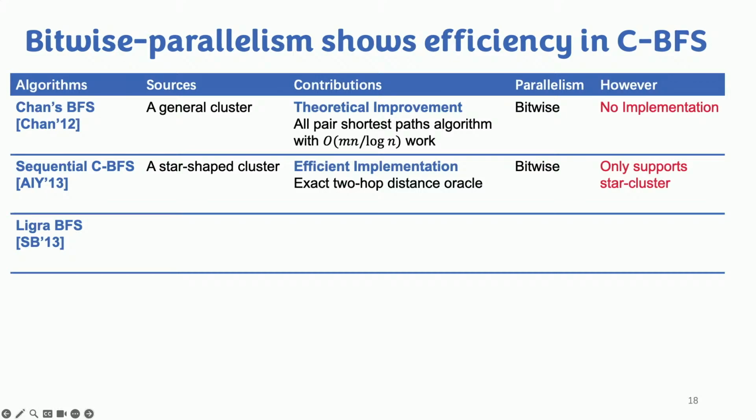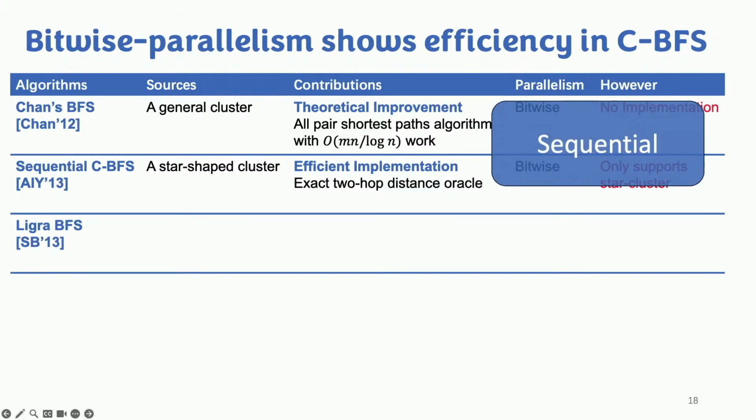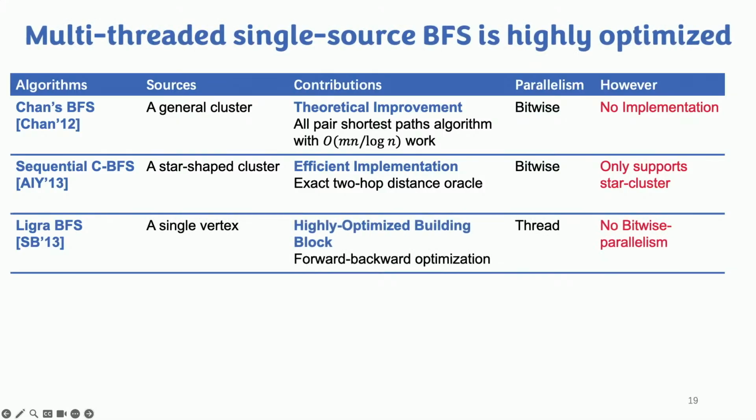But they only consider the star-shaped clusters, which are constructed by a center vertex and its neighbors. And both of these works focus on the sequential setting. So how about in parallel? In the parallel setting, single-source parallel BFS is one of the most well-studied parallel algorithms, and the state-of-the-art parallel solution has been fully optimized.